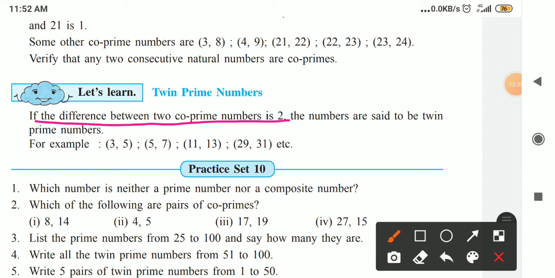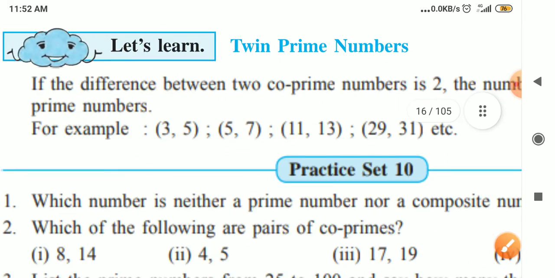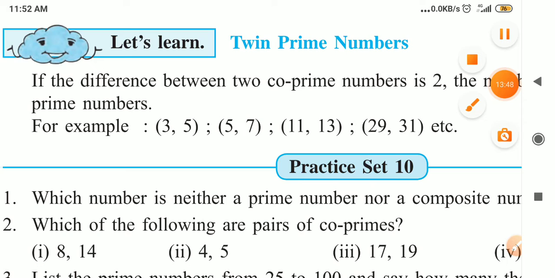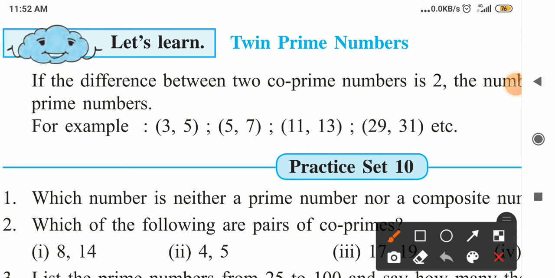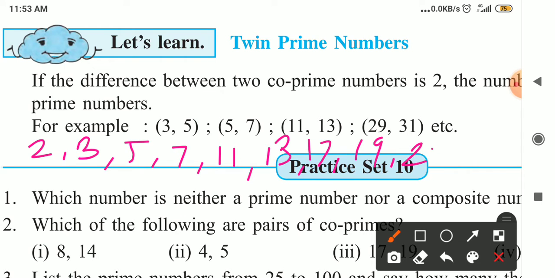So first of all, if the difference between two prime numbers is 2, just now I told you the prime numbers between 1 to 25. So I will note down some numbers here. The first numbers are 2, 3, 5, 7, 11, 13, 17, 19 and 23. Till 25 I told you how to find out. Next numbers are 29 and 31. Till 31 I wrote it here.